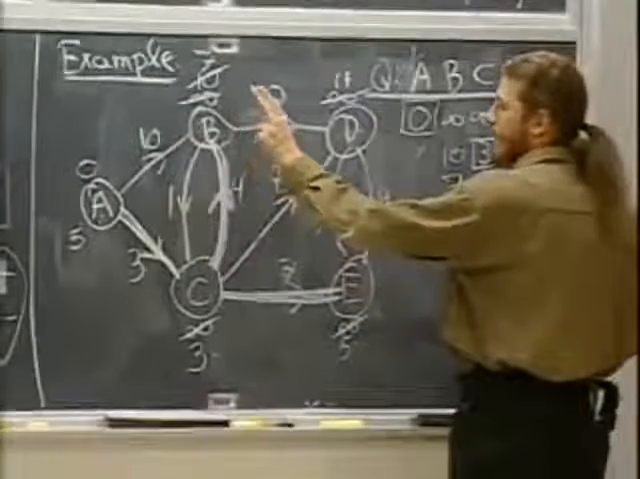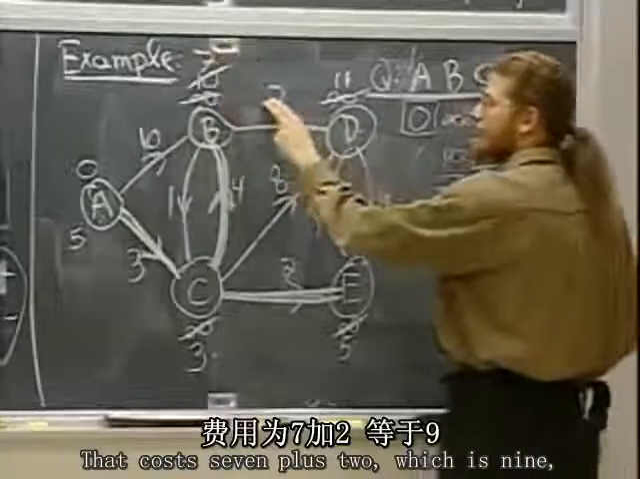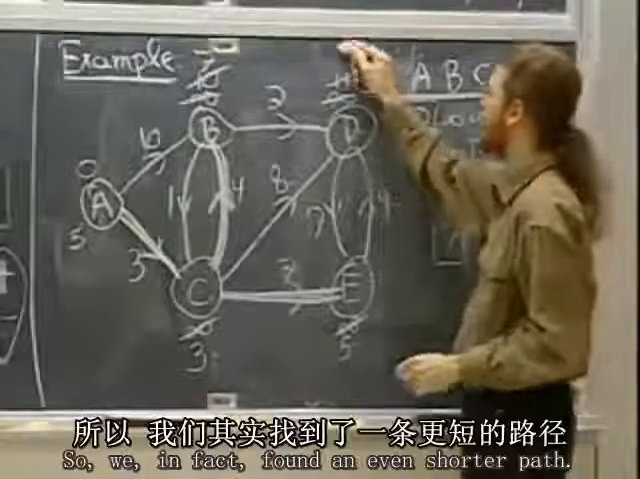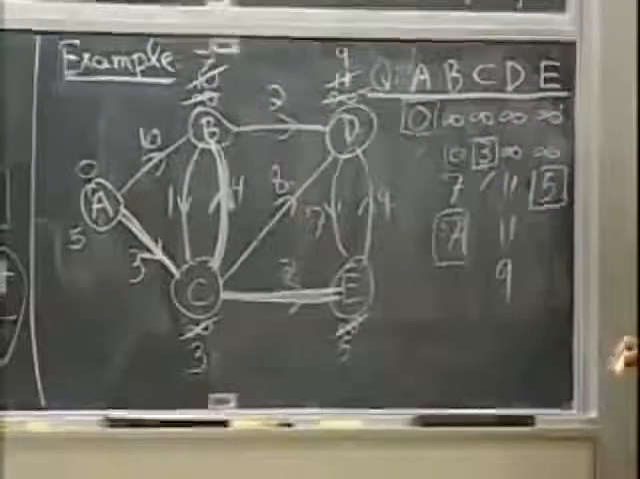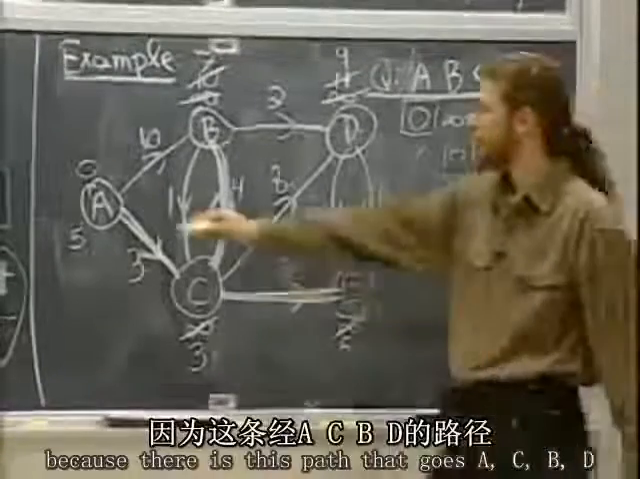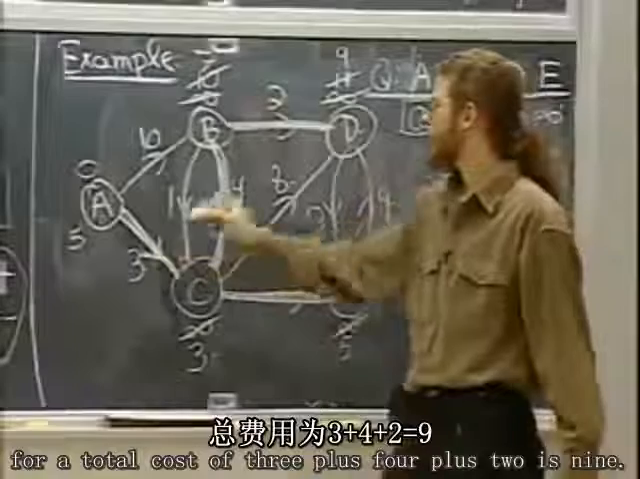And then we look at this other edge from B to D. That costs 7 plus 2, which is 9, which is better than 11. So we, in fact, found an even shorter path. So the shortest path weight now for D is 9, because there's this path that goes A, C, B, D, for a total cost of 3 plus 4 plus 2 is 9.